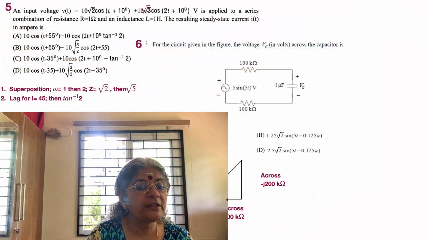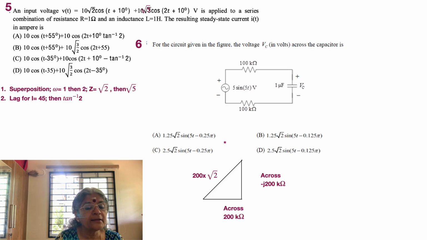It's applied to a series combination of a resistor of 1 ohm and an inductance of 1 Henry. This 1 Henry is now problematic because when it faces the voltage component 10 root 2 cos t plus 10, it has a reactance given by omega L, or 1 into 1, or 1. But when the other voltage component arrives, it gives rise to another value of impedance given by omega L again. L remains constant, but omega now becomes equal to 2.